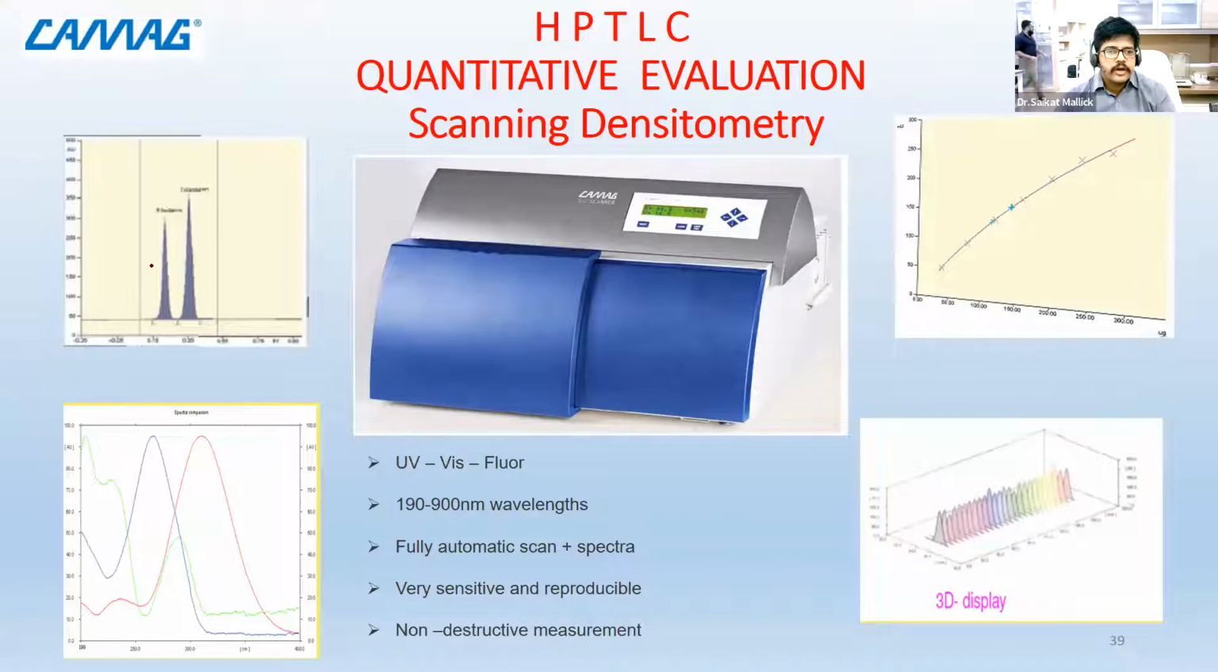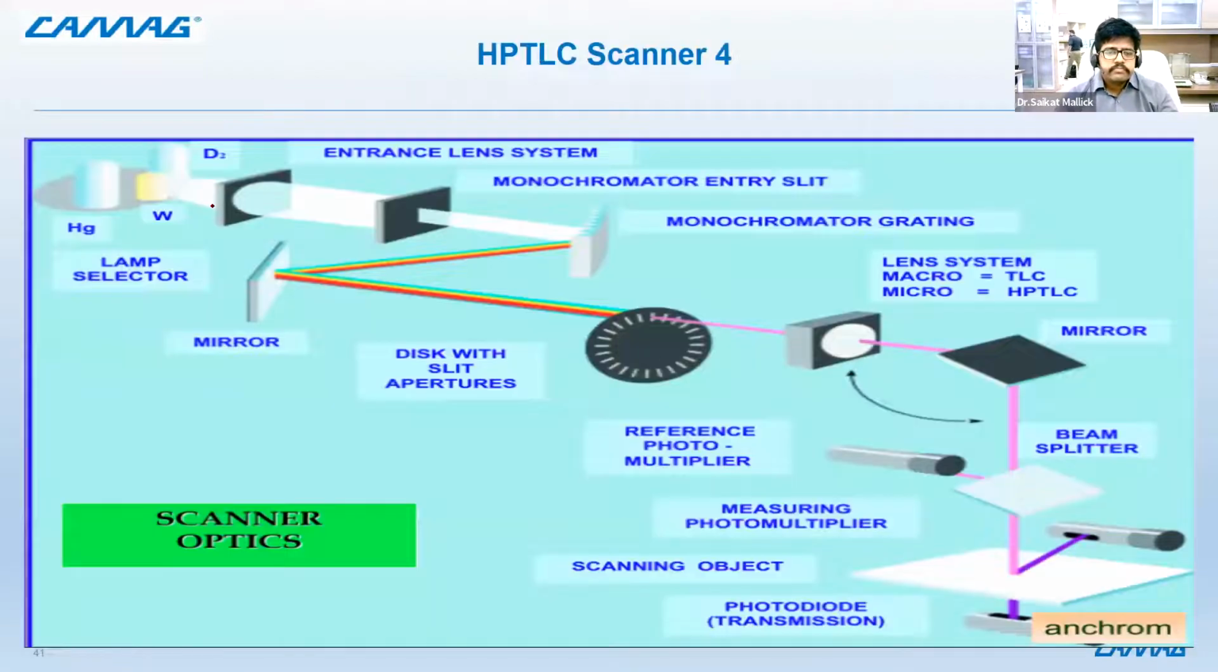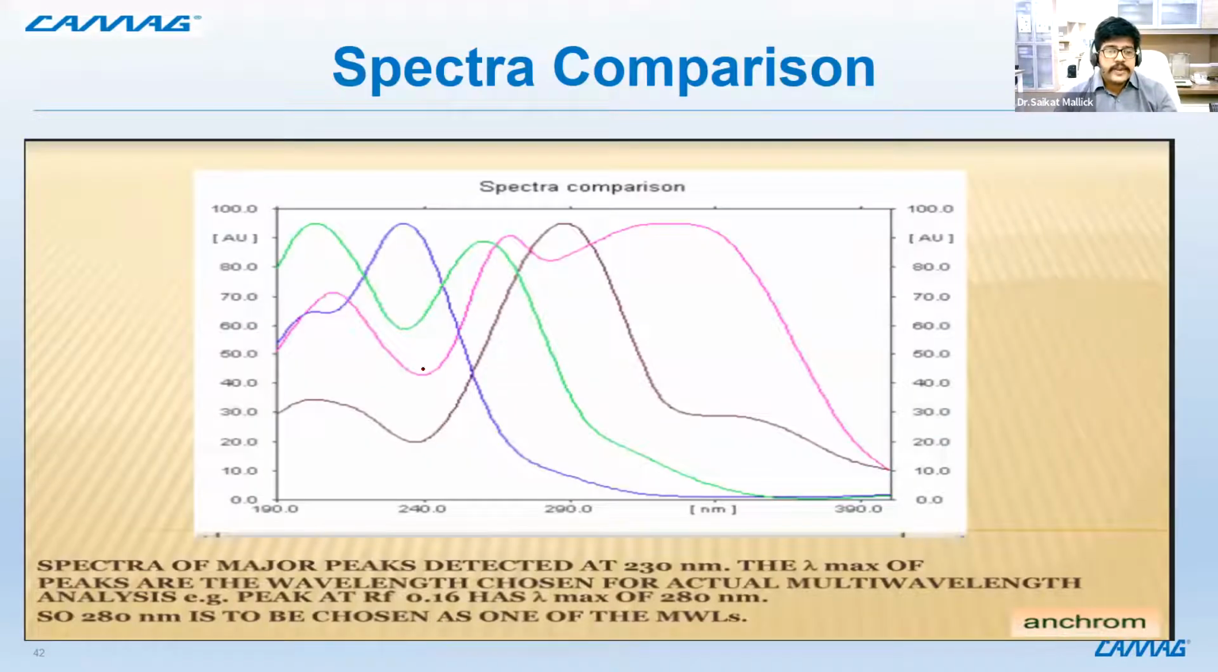This is the output: the chromatograms, the UV spectra, the linearities, and the 3D view. So this also gives you a lot of information, ranging from 190 to 900 nanometers. This is the principle. So the light is being reflected and part of the light is going directly. So this minus this response will be actually your molecule response. The spectra which I was talking about is this. This is about how a spectra looks.